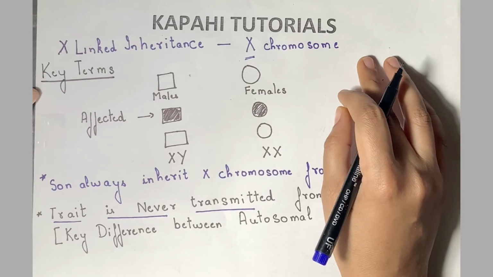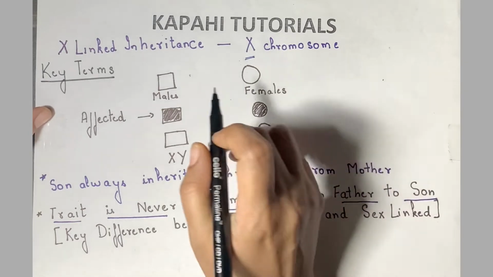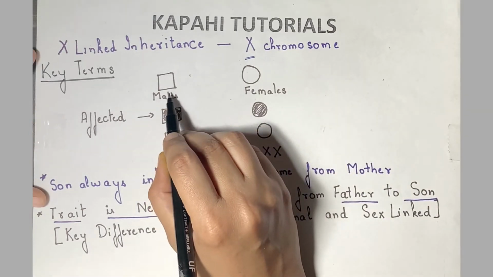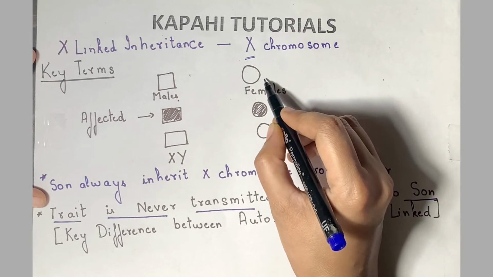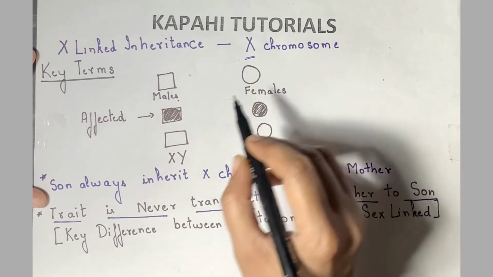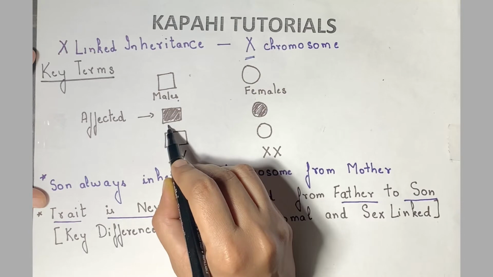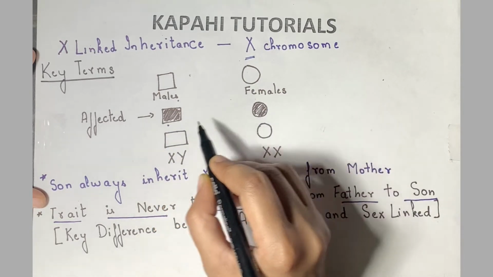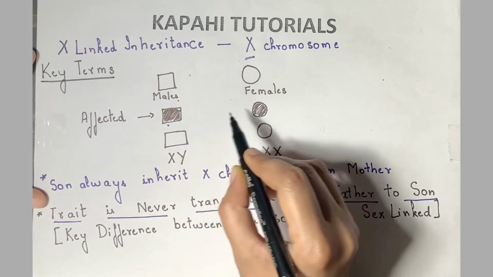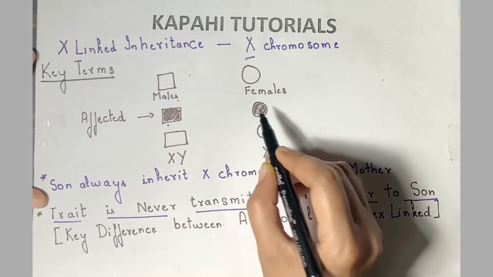First of all, let me introduce you to the key terms. Squares represent males, while circles represent females. Filled squares as well as filled circles represent affected males and affected females.